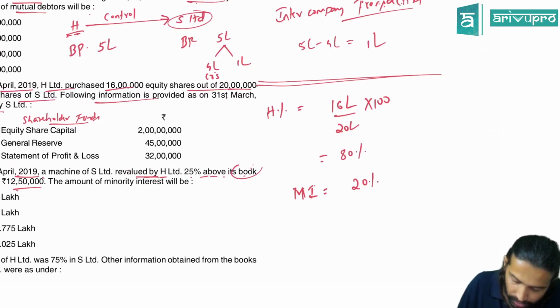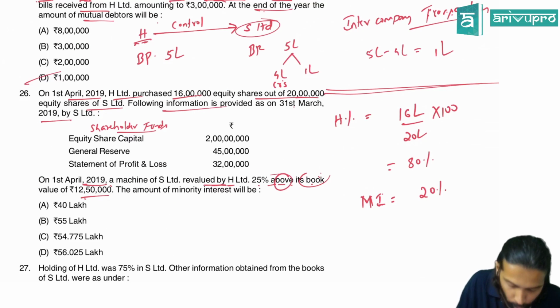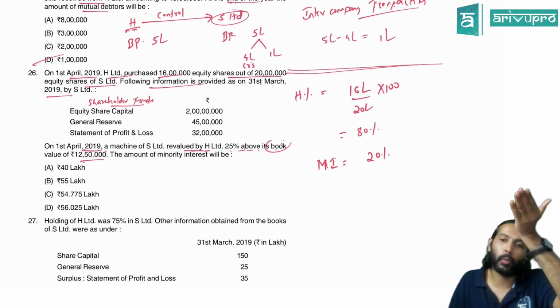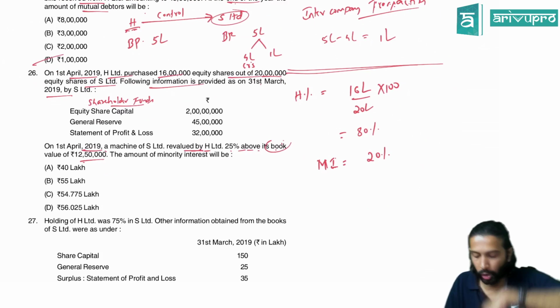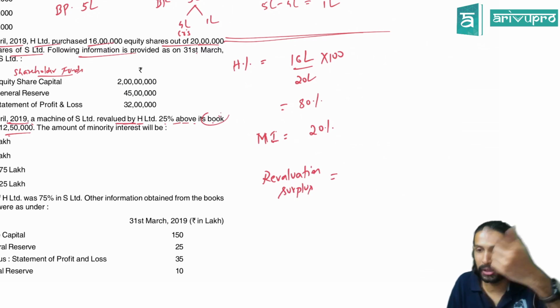Is it a revaluation upward movement or downward movement? 25% above the book value. That means this is an upward movement. Value of the asset is more. That means this is what? It's a revaluation surplus. Yes, no? It is not a loss. It is a revaluation surplus, meaning profit.